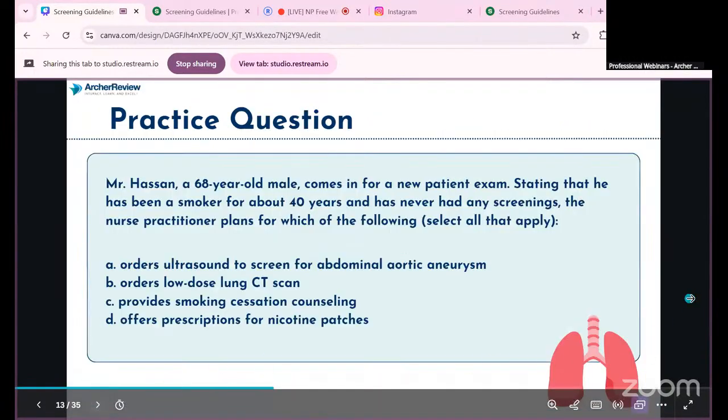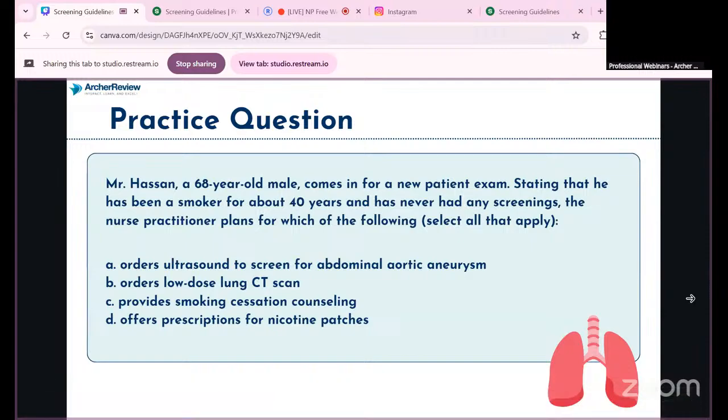All right, so I'm going to give y'all a Slido question to talk about for our first topic here. Mr. Hassan is 68 years old. He comes in for a new patient exam. He states he's been a smoker for about 40 years and has never had any screenings. The nurse practitioner plans for which of the following? So again, he smoked for 40 years. He hasn't had any screenings. This is the first time you've met him today. What do you want to do?